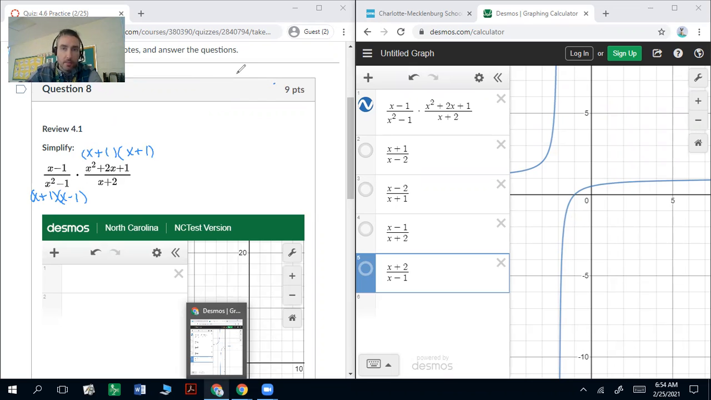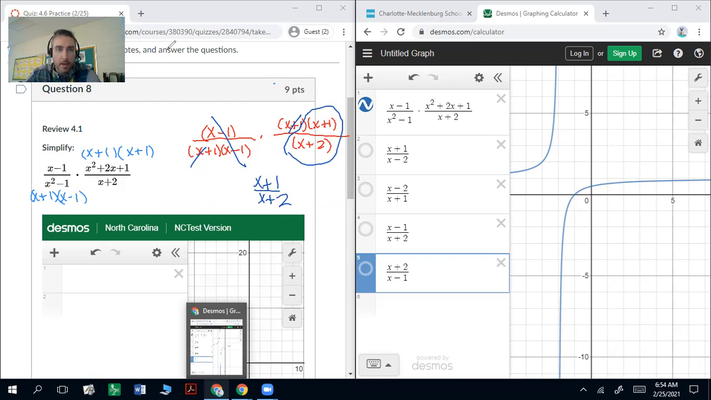So let me clean this up a bit. And those cancel out, and these x plus ones cancel out, and you're left with x plus 1 over x plus 2. Well, we got a problem. None of our answer choices are that. That's my mistake. I must have typed that wrong in the answer key and overlooked it.